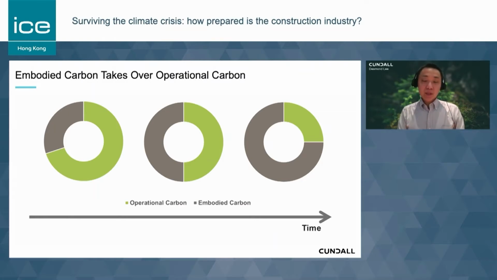But at the same time, we haven't really looked into the embodied carbon part. So the portion from embodied carbon for a building has increased, although the whole carbon emission of the building has reduced, but the portion has increased for the embodied carbon.